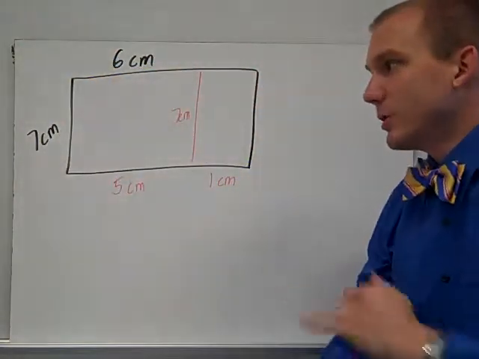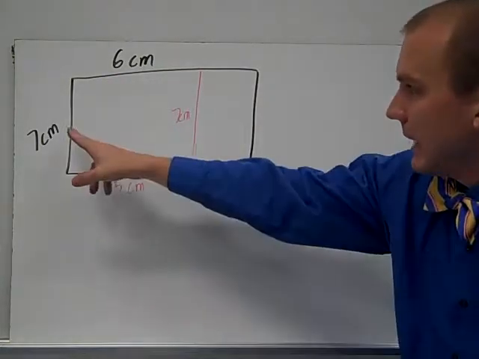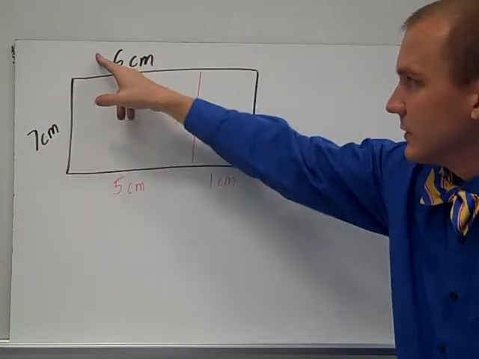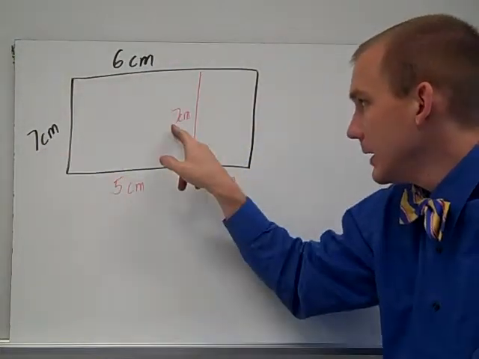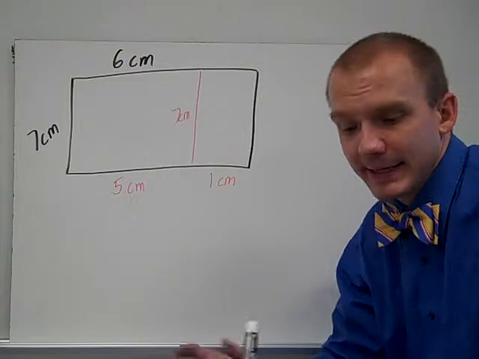For this one here, I want you to pause the video. The rectangle is 7 centimeters times 6. Pause the video and try to figure out the area by breaking it down into 2 partial products and adding them together.